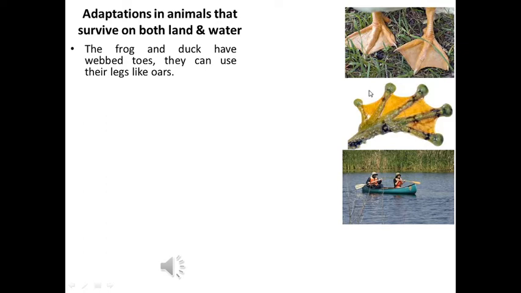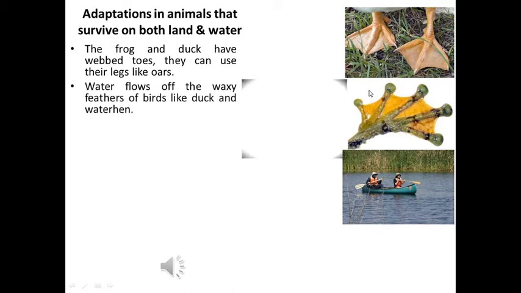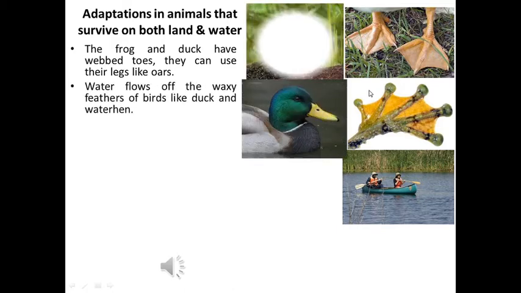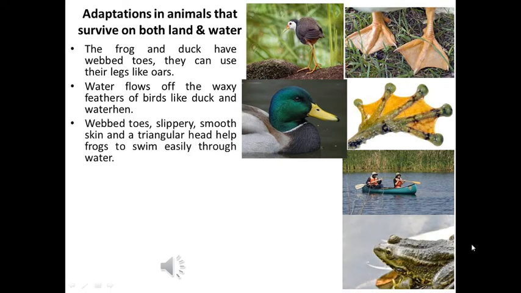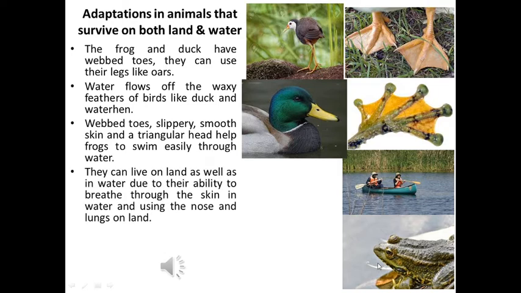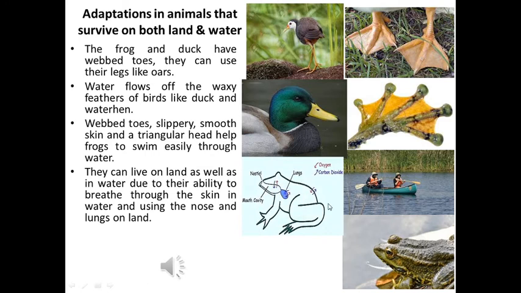through the water. Water flows off the waxy feathers of birds like duck and water hen. Webbed toes, slippery smooth skin, and a triangular head help frogs to swim easily through the water. They can live on land as well as in water due to their ability to breathe through the skin in the water and using the nose and lungs on land.